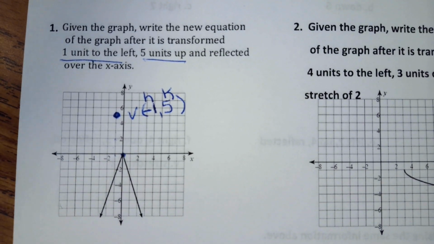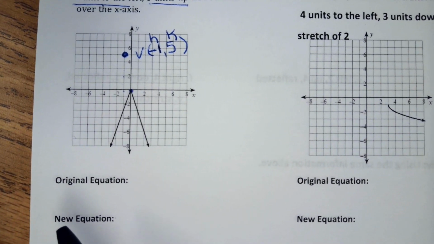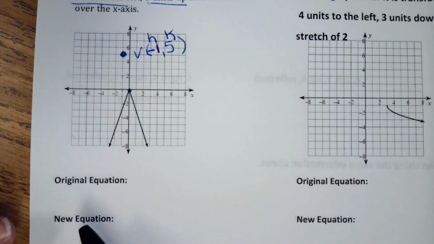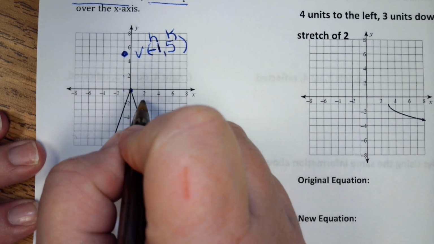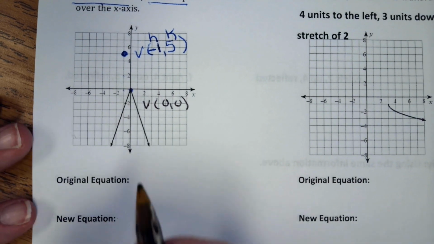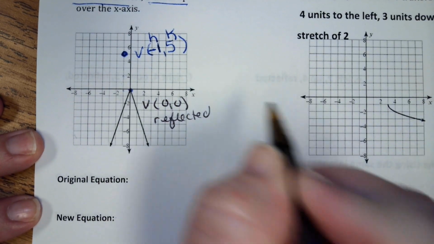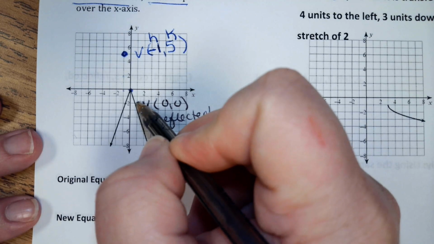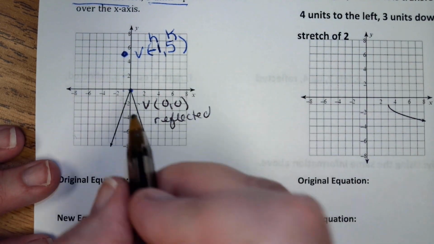All right, so now we want to write the equation. And I'm asking you to do two things here. I want the equation of the original graph, and then I want the equation of the new graph. So let's do the original graph equation first. That vertex is 0, 0. Now I notice it's opening down, so I know it's been reflected. And I see that if I go down 1 over 1, I'm not back on the graph. So where is the graph on the corner of the grid?